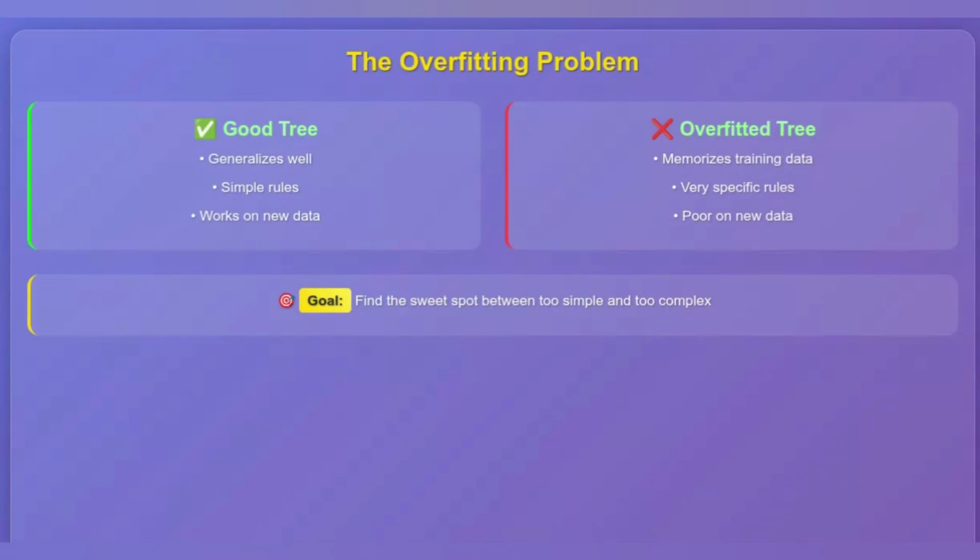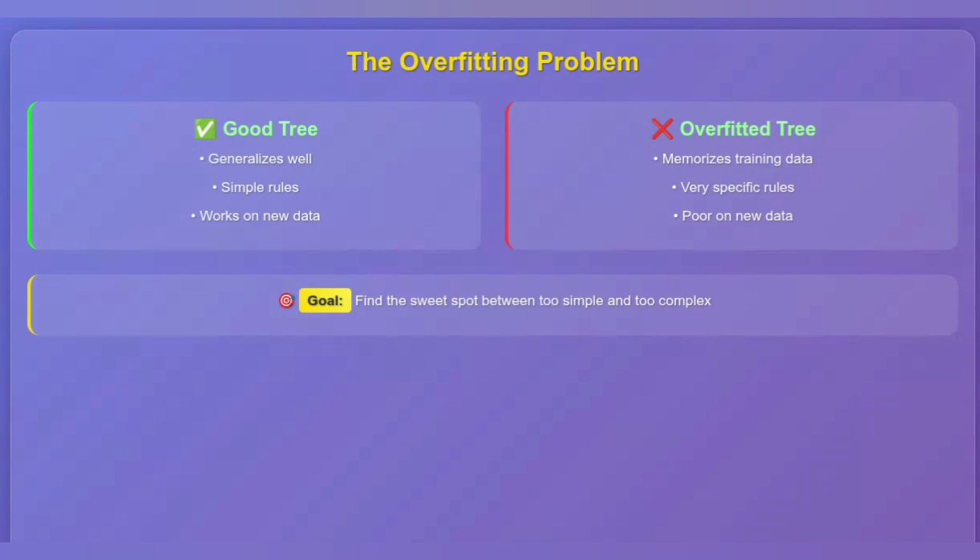Overfitting occurs when the tree memorizes the training data rather than learning generalizable patterns. This happens when the tree becomes too complex, creating very specific rules that don't apply to new data. The result is high accuracy on training data, but poor performance on test data.